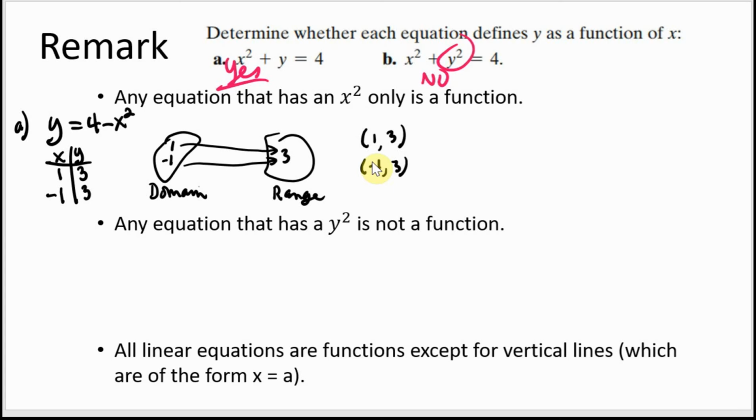Now for this next one, let me pick a different one to show you in an easier way. Let's pick x equal to y squared. Here I can pick y first. Let's say y is 2. If I square that 2, I get 4 for x. If I pick y to be negative 2, I get 4 for x. Do you see that? So my simple conclusion is, if you see a y squared, not a function. Keep moving.